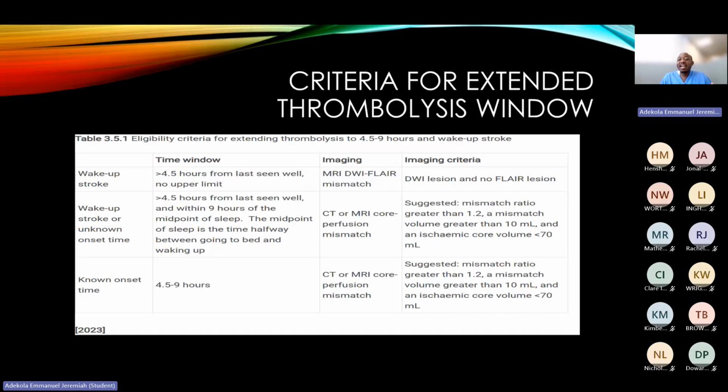And to decide if the patient could have thrombolysis or not, they will need to fulfill some criteria based on the CT perfusion, which will involve the mismatch ratio greater than 1.2, the volume of the mismatch greater than 10, and the ischemic core, which is the area of the infarct itself, less than 70 mL. If it's a known onset time, however, and the patient is coming outside of the 4.5 hours, they could be eligible for thrombolysis up to 9 hours. So the same criteria apply as well.